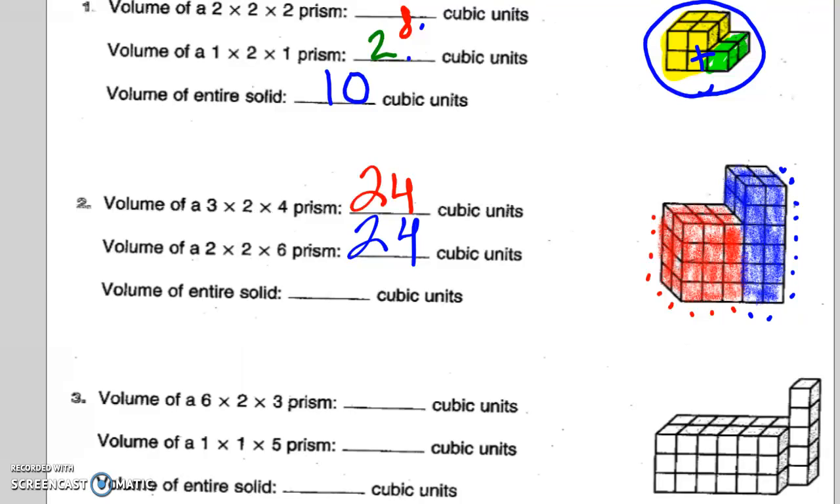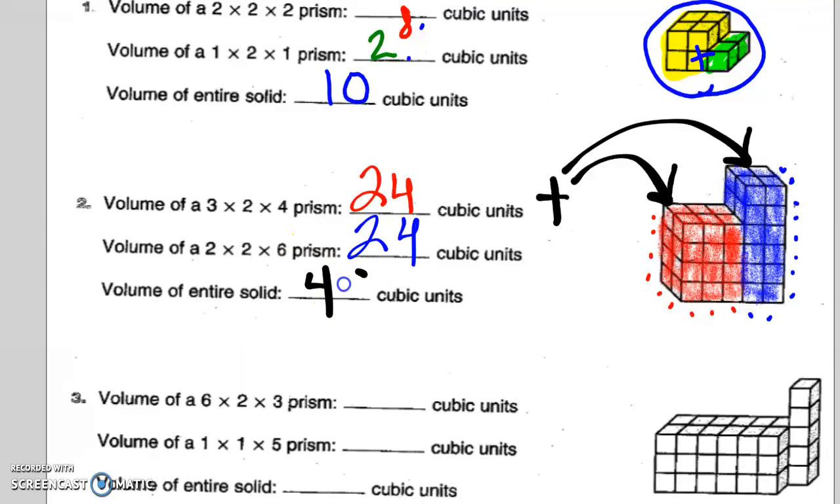Now here's the money step, guys. This idea is referred to as additive volume because we're going to add the volume of the first prism, that would be the red one, to the volume of the second prism, which is the blue one. So a volume of 24 cubic units plus the volume of 24 cubic units gives us the volume of 48 cubic units in total.